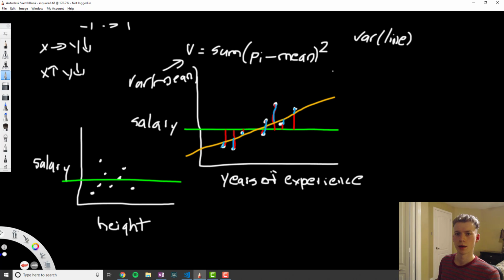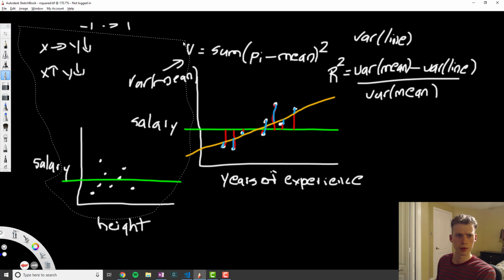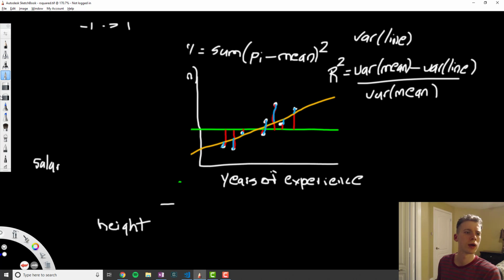And R squared is going to be equal to the variance of the mean minus the variance of the line over the variance of the mean. Because we divide it by the variance of the mean, we're going to get a number from 0 to 1, so it's going to be a percentage. Let me make more room here. That's bad, but it should be good enough.